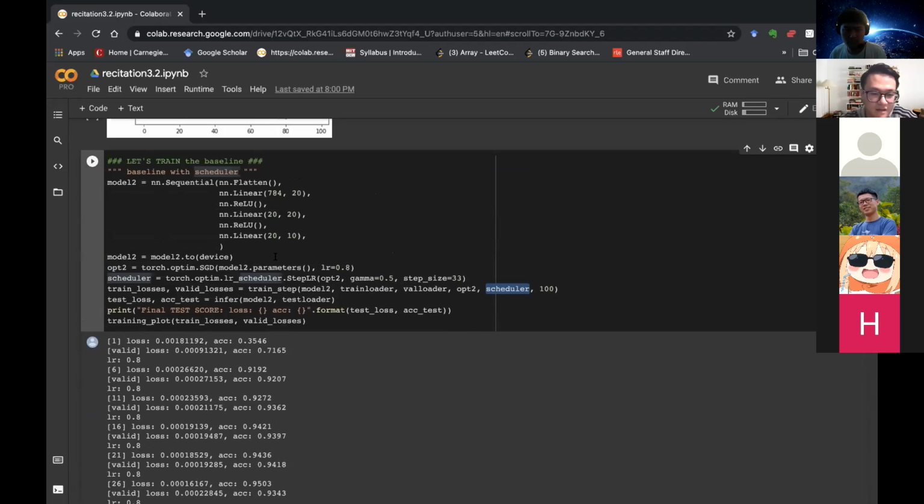As I said before, the scheduler is like decaying your learning rate. There are a lot of learning rate schedulers in PyTorch, like cosine learning and other methods. Okay, I see. Sorry, I missed that. No problem.